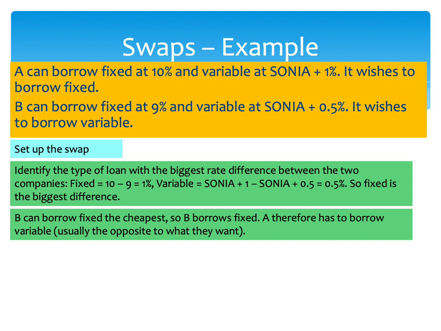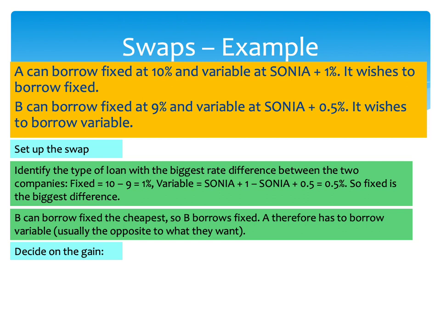That is very standard. You'll often find that they'll actually end up taking out the exact opposite type of loan to the one they originally wanted. But that's absolutely fine. It'll come out in the wash, as you will see a little bit later. So we now know B is going to borrow fixed, A is going to borrow variable.